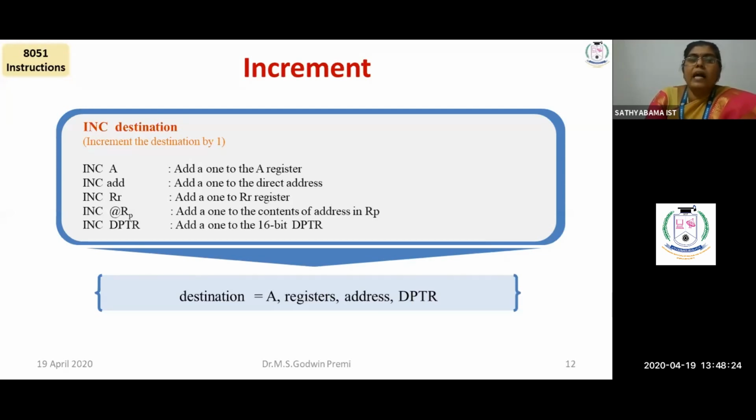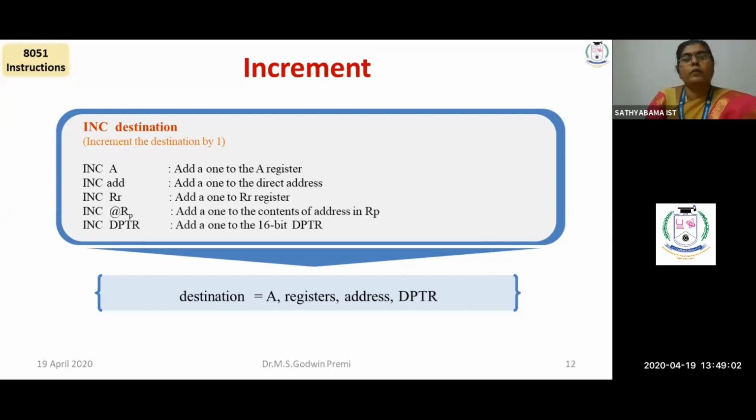Next, INC @Ri. Add 1 to the contents of the address in the pointing register. So already we have studied Ri is the pointing register. It can be either R0 or R1. So for example, INC @R1 means R1 holds 40. 40 is having, let it be 23. 23 is the actual data. So the 23 will be incremented to 24. So increment @Ri means add 1 to the contents of the address in Ri. The address is indicated by the pointing register.